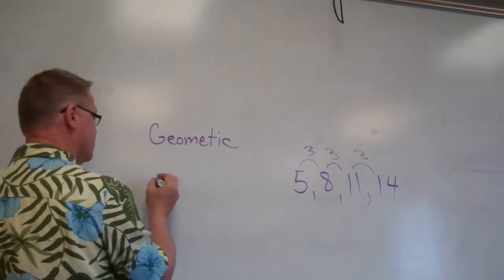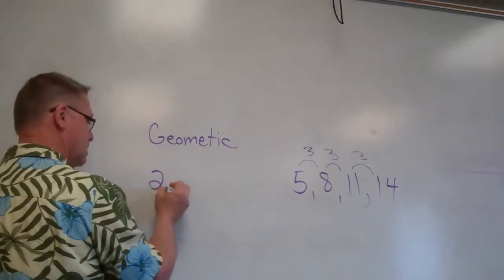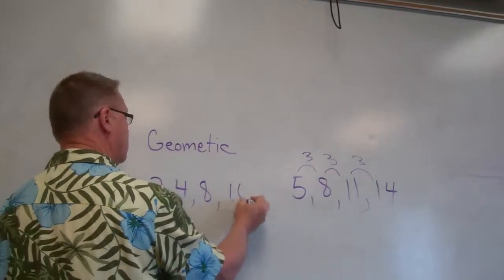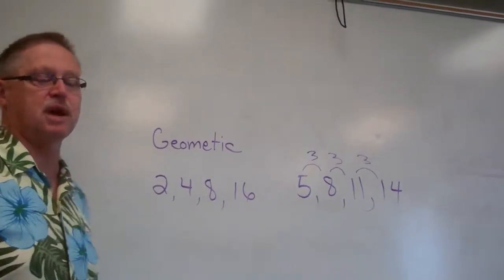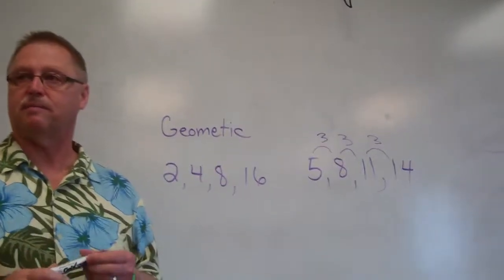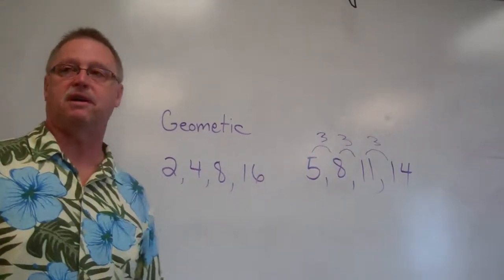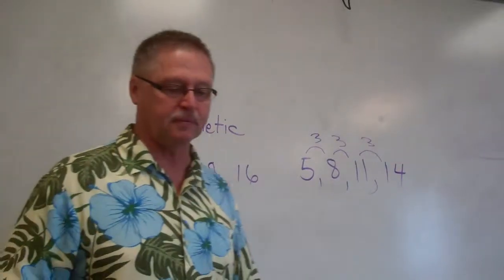Geometric sequences do more like this, where they are times by a same ratio every time. So the jumps are not the same size, but they do have a pattern yet. They're times a certain number.